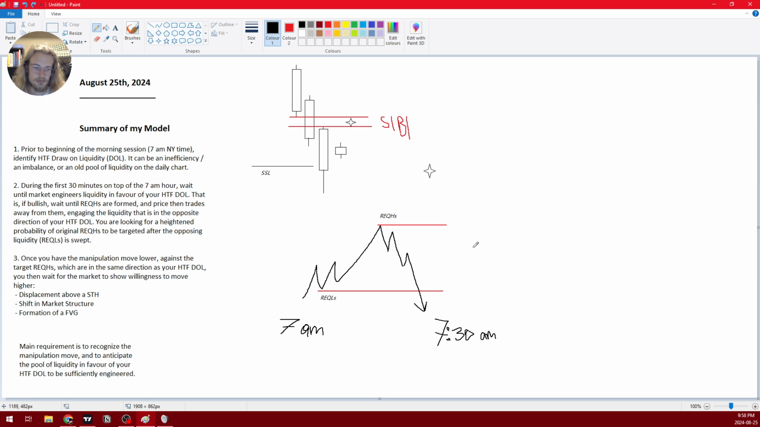Last part of the model is once we have the manipulation move lower against the target relative equal highs, which are in the same direction as the higher time frame draw on liquidity, we then wait for price to move above a short-term high, basically to show willingness it's wanting to move higher. How does it show it? Usually it will move above a short-term high. This is a short-term high, which is basically a 3-candle pattern. It's a little swing high. We want to see price displace above it.